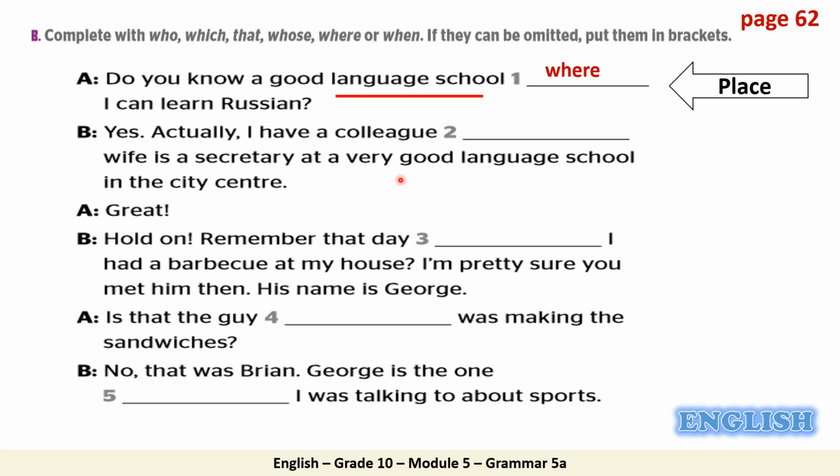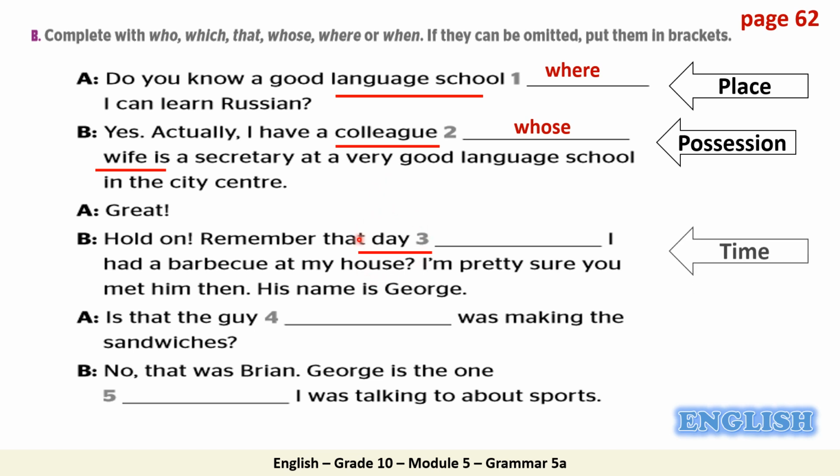Let's begin. Number 2. I have a colleague whose wife is a teacher. So here we have two subjects. One refers to the other. So we will be using possession, "whose." Wonderful. Number 3. We have the day. The day refers to time. So we will be using "when." Excellent.